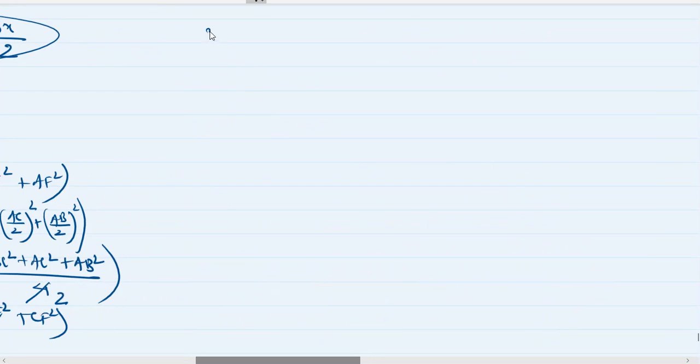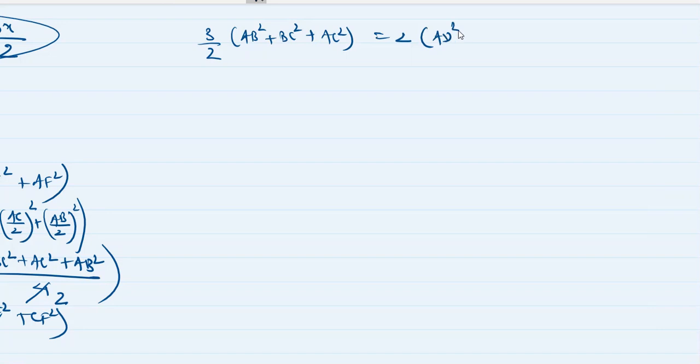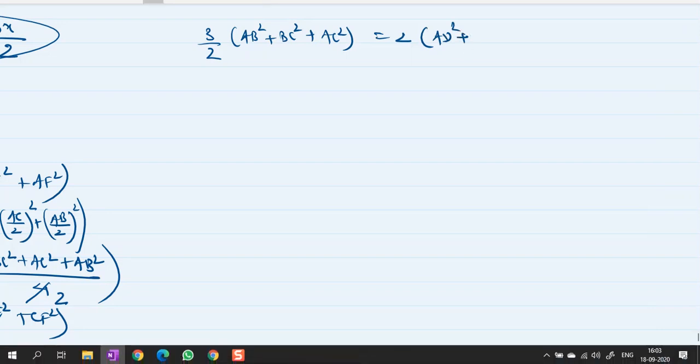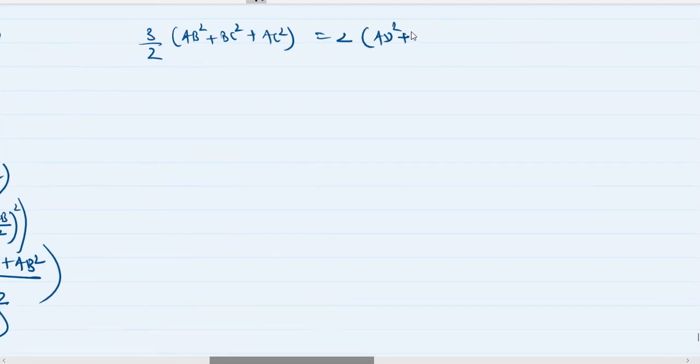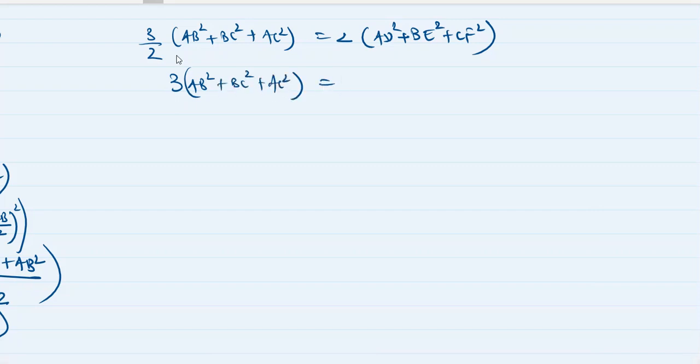So 3 by 2 AB square plus BC square plus AC square is equal to 2 times AD square plus, let me check, what do we have? AD, BE and CF, right? AD square plus BE square plus CF square. Now just shift this 2 to the other side, so we get 3 AB square plus BC square plus AC square is equal to 2 2s are 4 AD square plus BE square plus CF square.